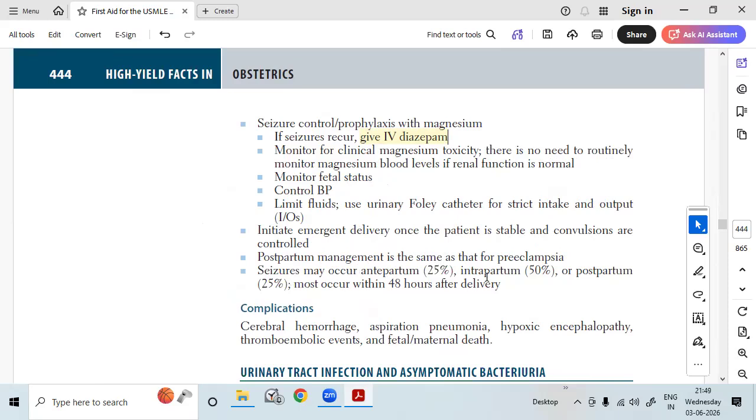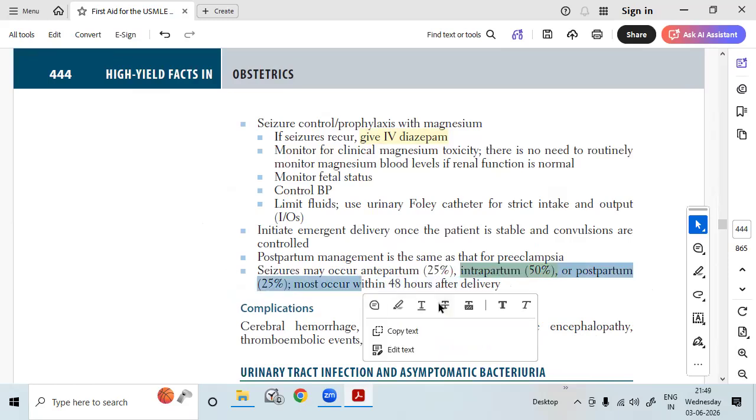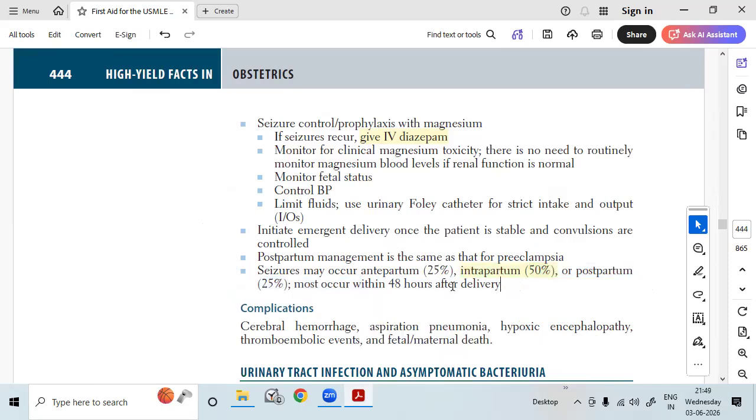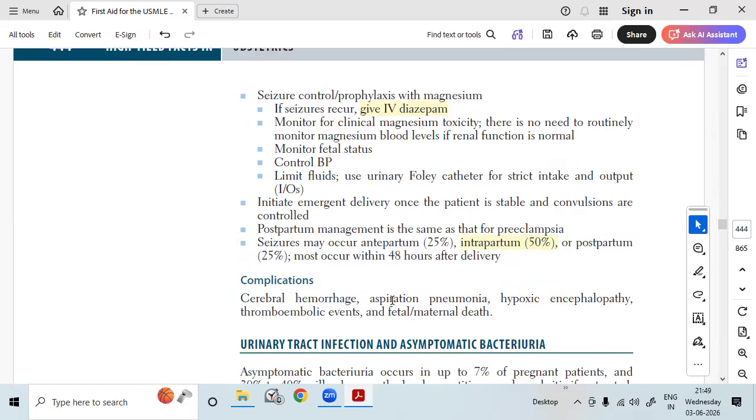Seizures may occur antepartum 25%, intrapartum, or postpartum 25%. So intrapartum seizures are the most common in case of preeclampsia or eclampsia. Most occur within 48 hours after delivery. So you need to monitor this patient throughout the pregnancy, during the eclamptic period, intrapartum, and postpartum, 48 hours.